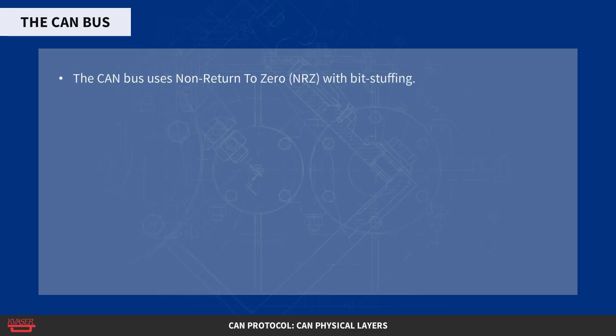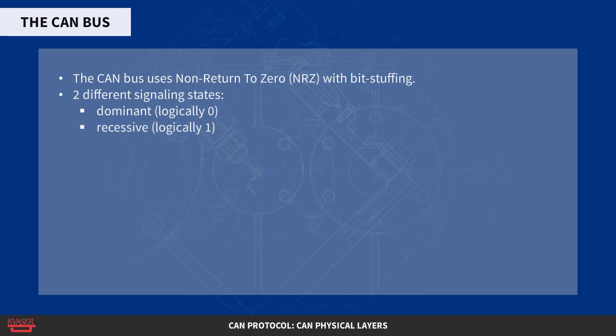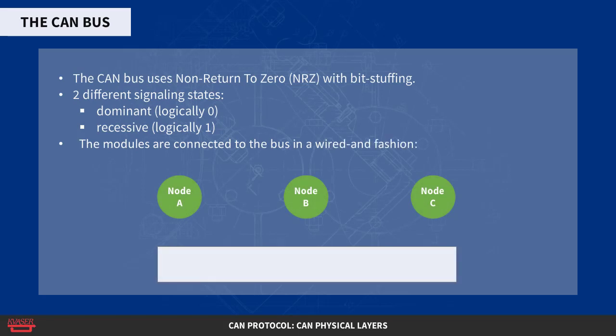The CAN bus uses non-return to zero with bit stuffing. There are two different signaling states: dominant, logically 0, and recessive, logically 1. These correspond to certain electrical levels which depend on the physical layer used. There are several. The modules are connected to the bus in a wired AND fashion. If just one node is driving the bus to the dominant state, then the whole bus is in that state regardless of the number of nodes transmitting a recessive state.